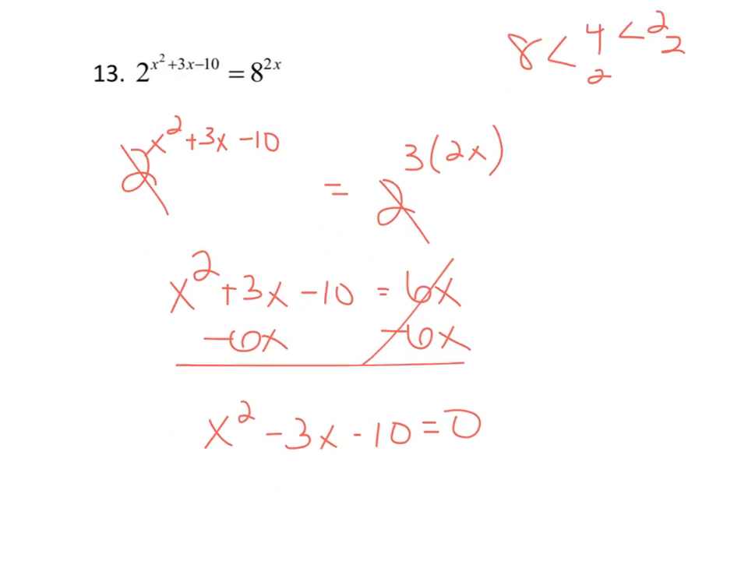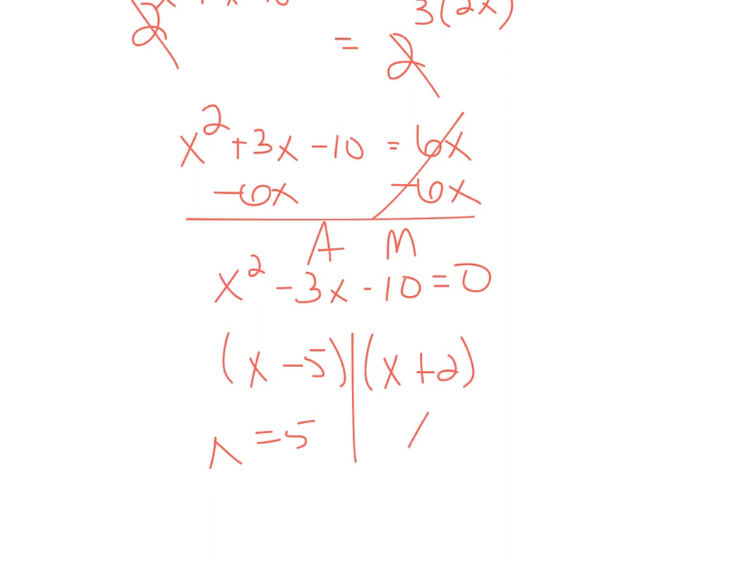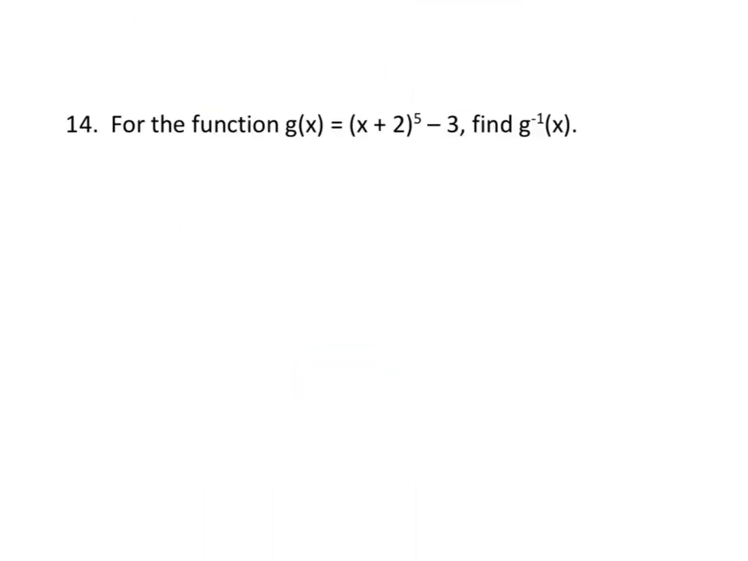And then I'm going to factor. So I get x minus 5 and x plus 2. So I get 2 answers, x equals 5 and x equals -2. To check, plug in. But these both work.